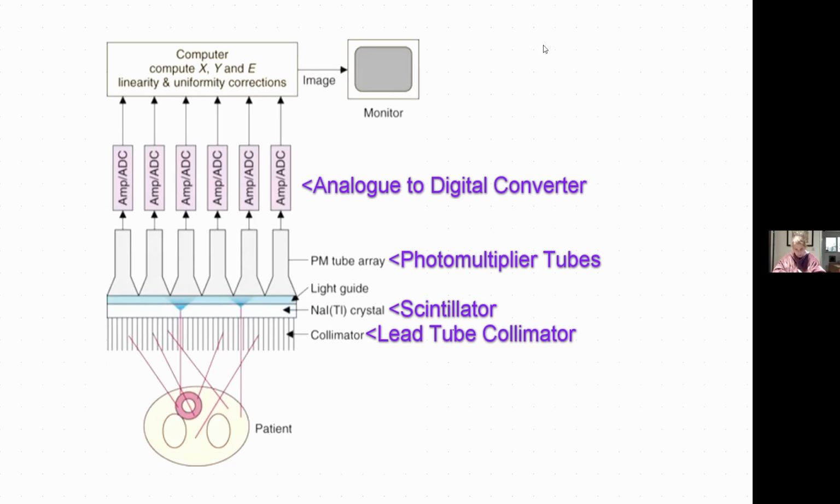They go in opposite directions. They have to go in opposite directions because momentum needs to be conserved. And so you are detecting on opposite sides of the patient. And from the time that those gamma particles arrive, you can tell where they came from. And that's how a PET scanner works. So you're looking at the very, very small difference in arrival time.